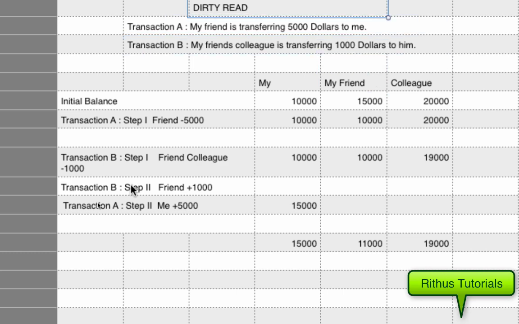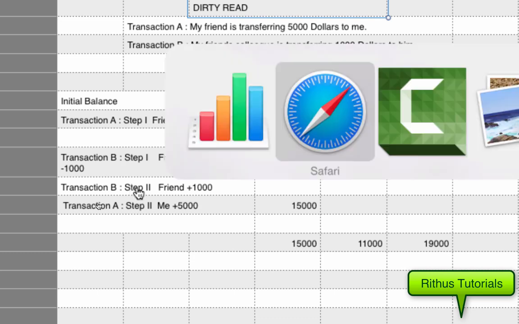So the problem which we saw here is called a dirty read. Dirty read happens when a transaction reads some value which is updated by another transaction which is in progress. Dirty reads are very bad, because if the other transaction terminates, or if it does a rollback, whatever value the new transaction reads, it's outdated. So that is basically called a dirty read.